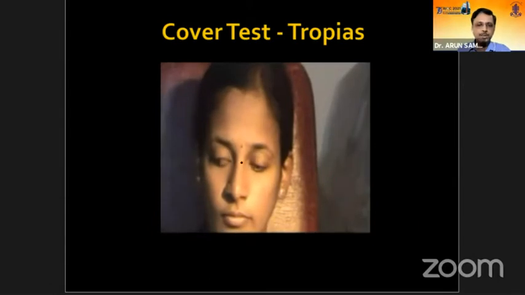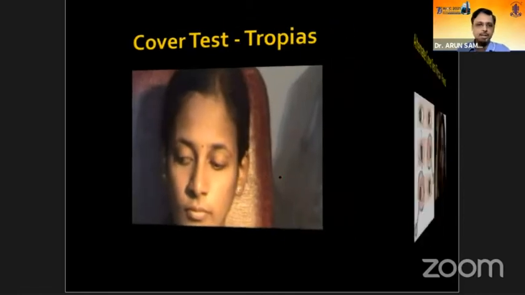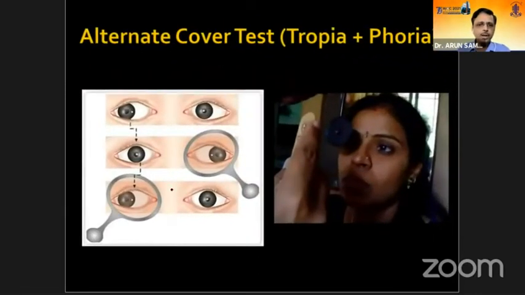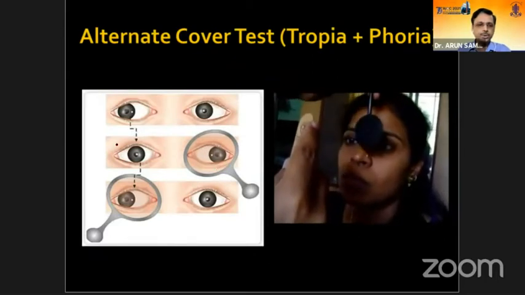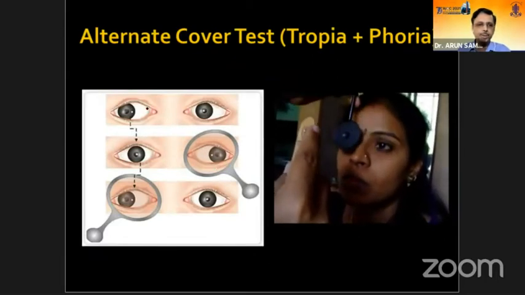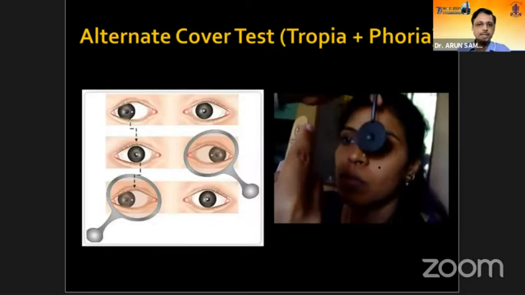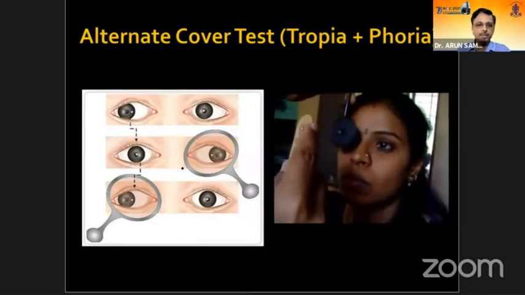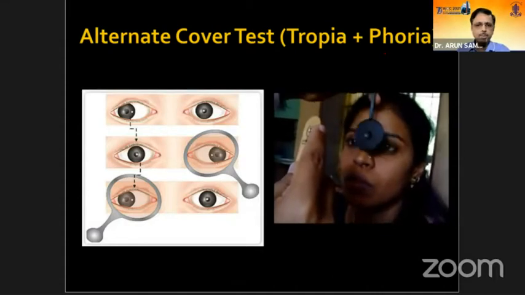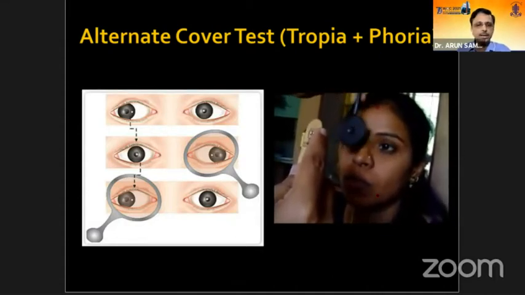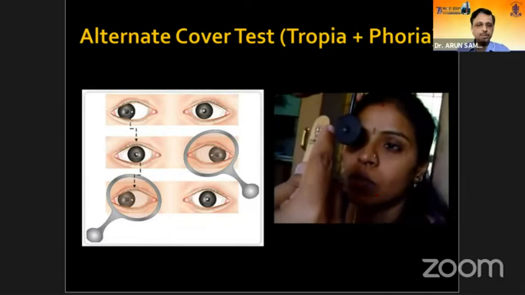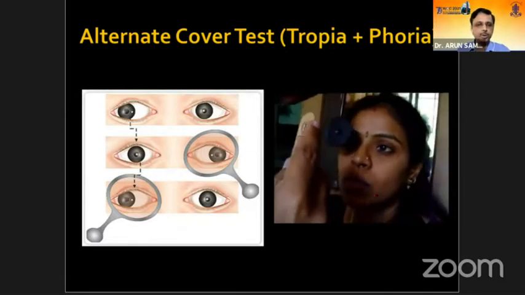In the uncover test, you look for the movement of the eye under the cover. This is useful in diagnosing phorias, the latent strabismus. Coming to the alternate cover test, here you dissociate the two eyes by placing an occluder like this, as you can see. Thereby you get the total deviation, the tropia plus the phoria. This is a very important test, as it gives us an accurate diagnosis of the amount of the deviation, the total tropia plus the phoria.